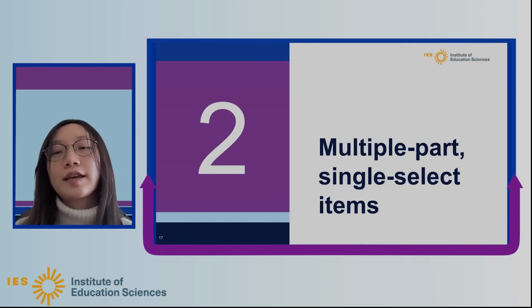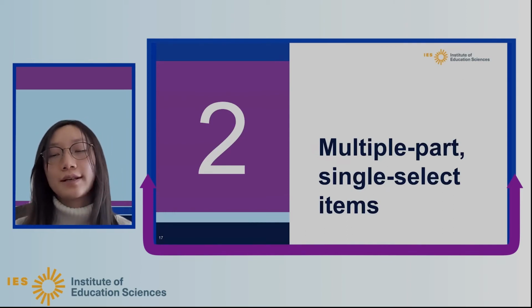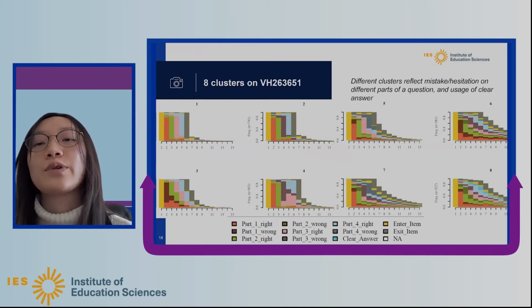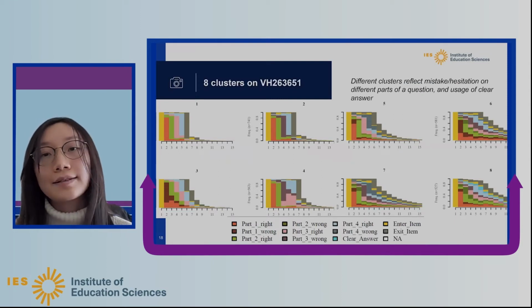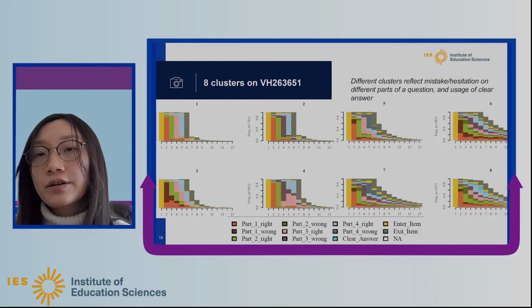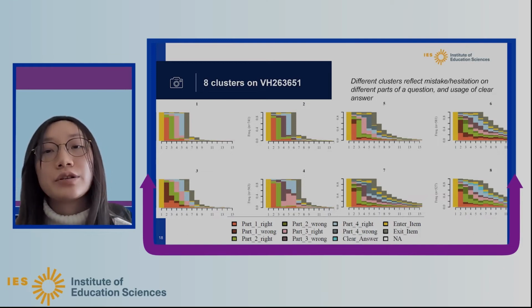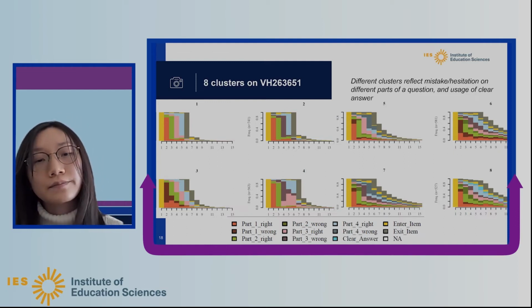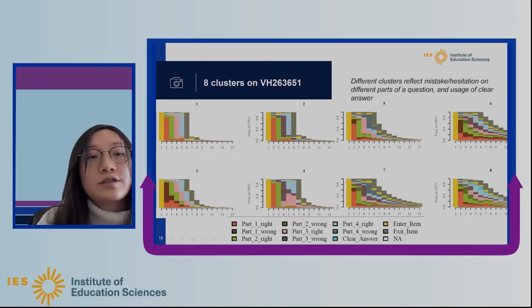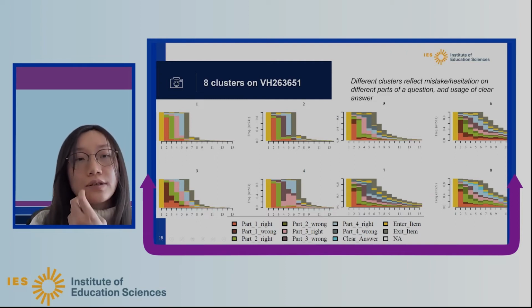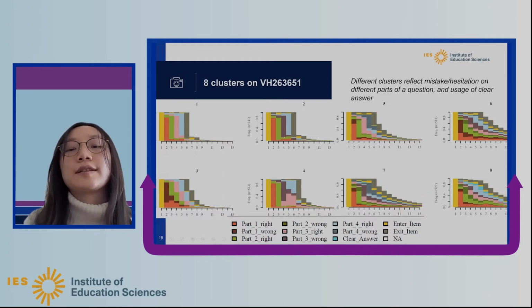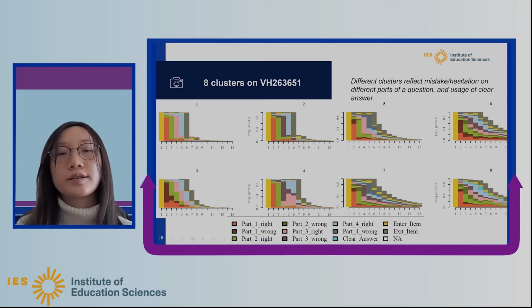Now let's take a brief look at the results for multiple part single select items. And we can see that the clusters and the processes we identified look more complex. The different clusters here reflect different mistakes or hesitation on different parts of a question and also the usage of clear answer. I have used different colors to represent different parts of the question. The brighter tone of that color indicates a correct response, and the darker tone represents an incorrect response to that part.